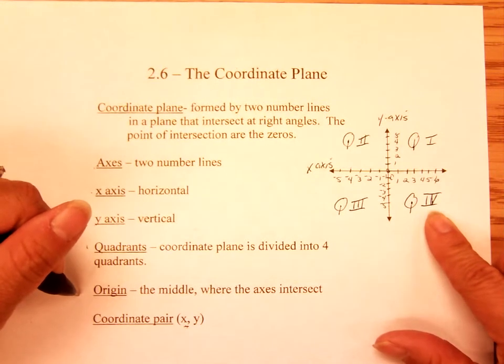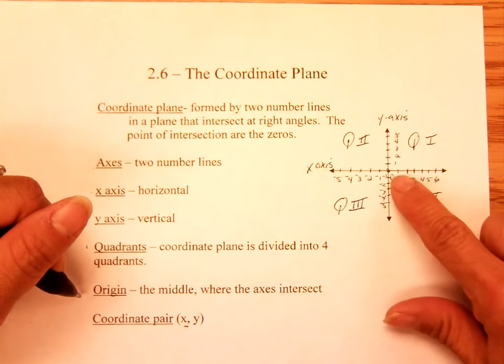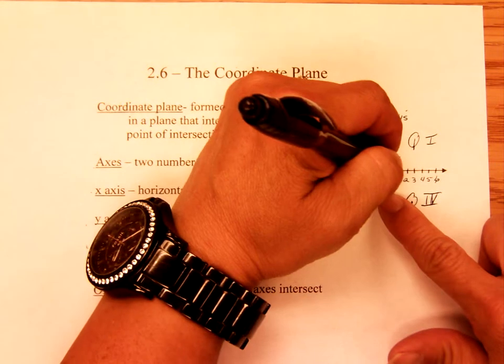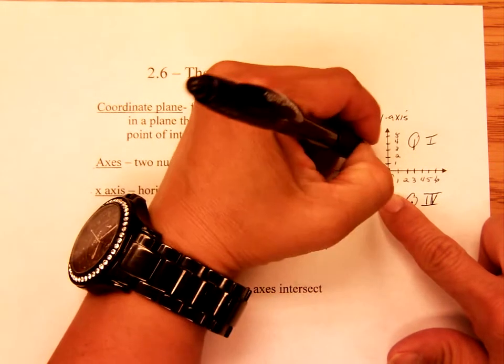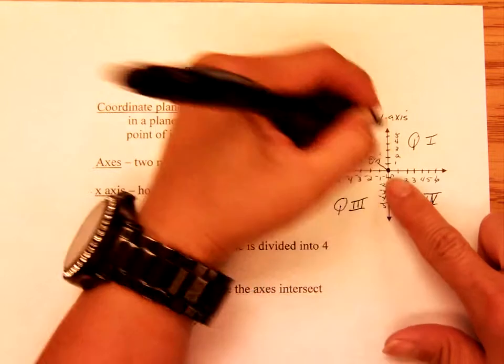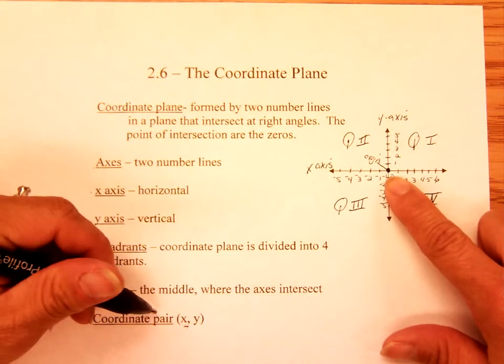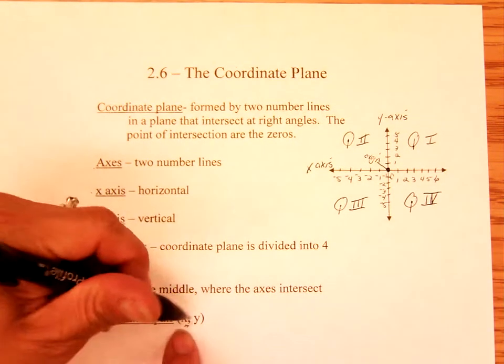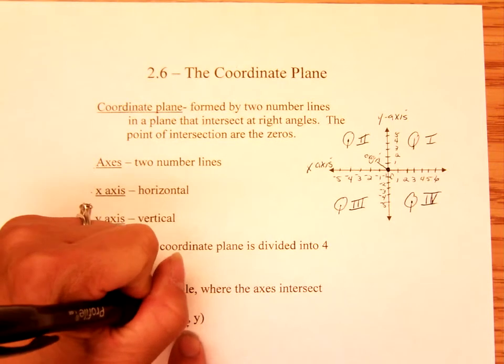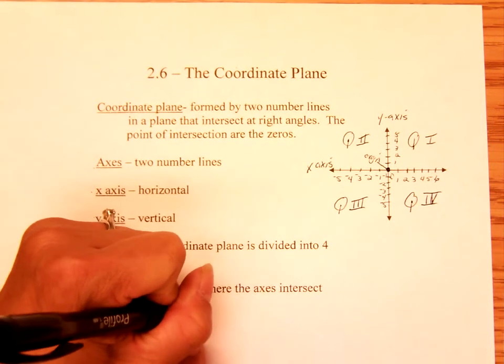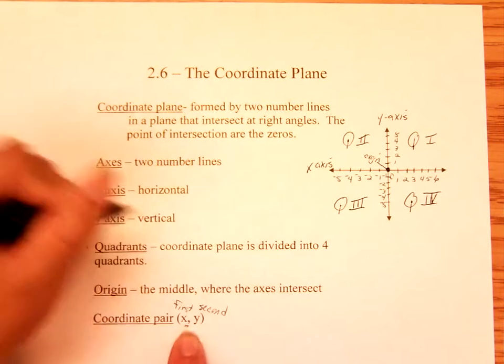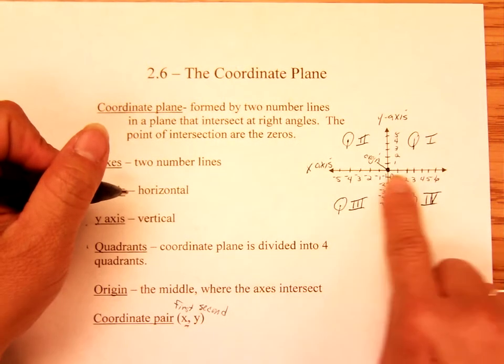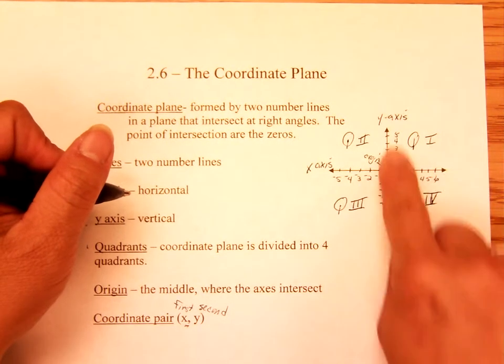The origin is the middle where the axes intersect, or where the 0 is. So this very center right here is your origin. And for a coordinate pair, you always write it as (x, y). X comes first, y is second. So x goes across: you always read the numbers across first and then up and down.